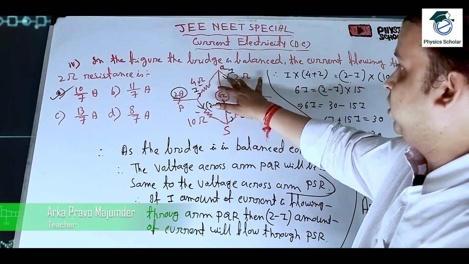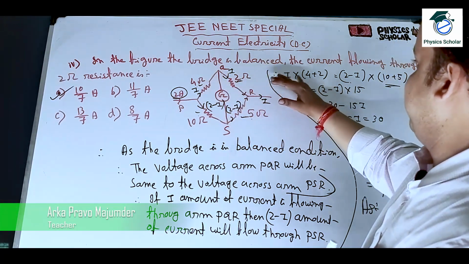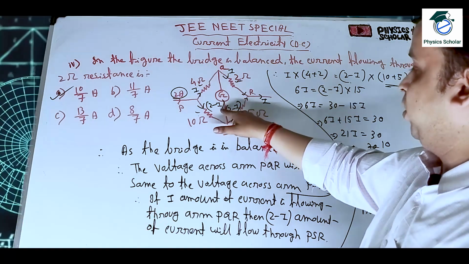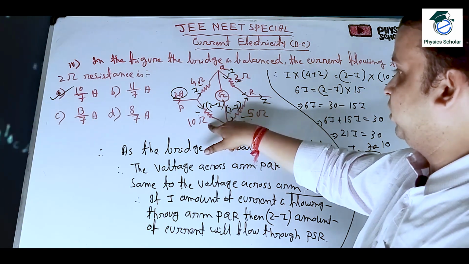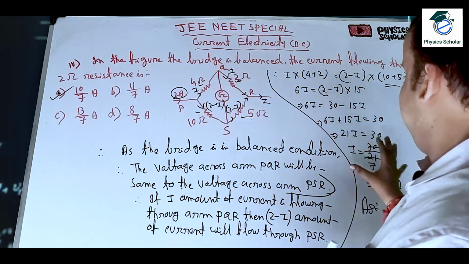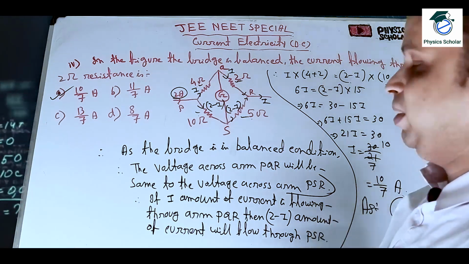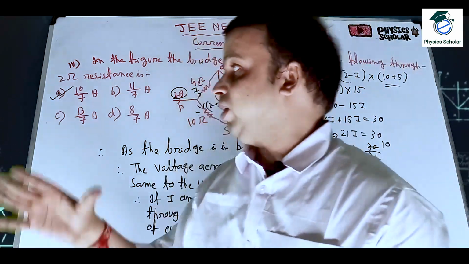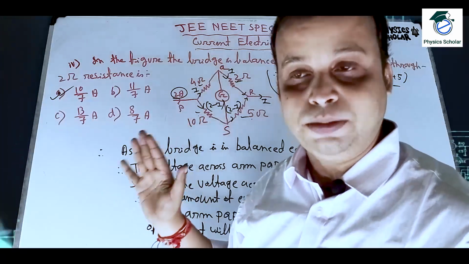Total resistance is 4 plus 2, into I. That means voltage is equal to 2 minus I into total resistance. So 10 plus 5 means 15. From here we calculate the value of I, which comes to 10 by 7. That means option number 1 is correct for this sum.